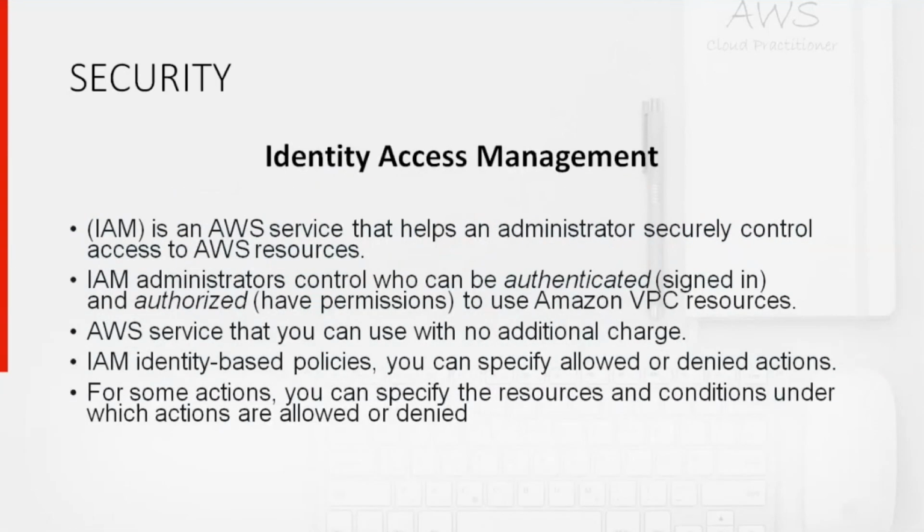Security. Identity Access Management. IAM is an AWS service that helps an administrator securely control access to AWS resources. IAM administrators control who can be authenticated, signed in, and authorized, having permissions to use Amazon VPC resources. It is an AWS service that you can use with no additional charge. With IAM identity-based policies, you can specify allowed or denied actions. For some actions, you can specify the resources and conditions under which actions are allowed or denied.